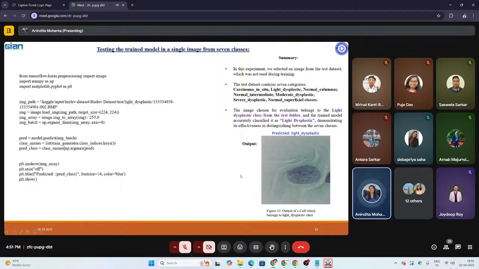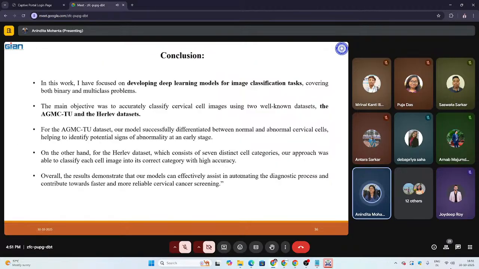So I have come to my conclusion part. My model accurately classified images from both of these different datasets. In this work, I have focused on developing deep learning models for image classification tasks, covering both binary and multi-class problems. The main objective was to accurately classify cervical cell images in well-known datasets, that is AGMC-TU and the Harlev dataset.